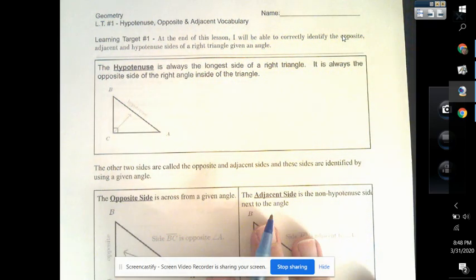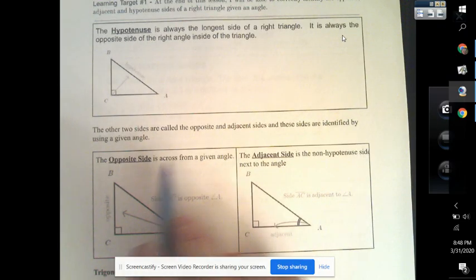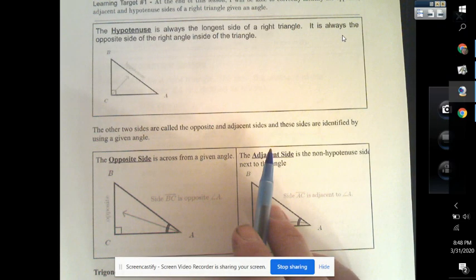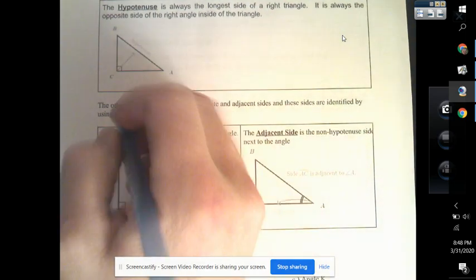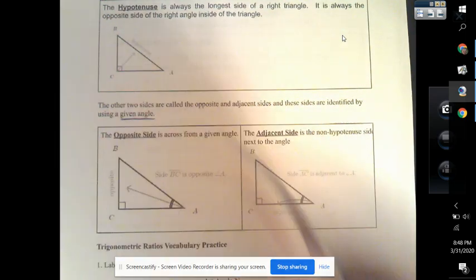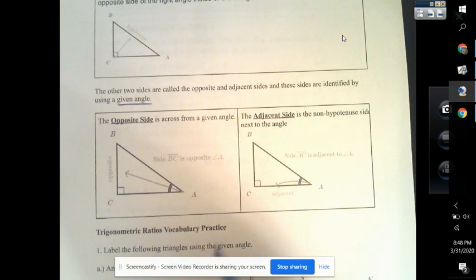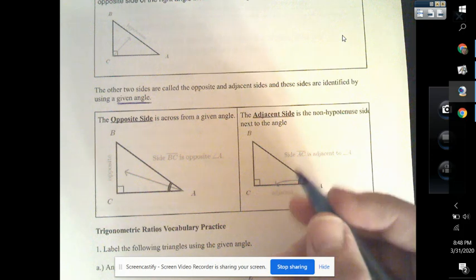Okay. The other two sides are called the opposite and adjacent sides, and these sides are identified by using a given angle. Now, here's the important thing. Please highlight given angle. Okay. You cannot find the opposite and adjacent without first having an angle to go off of.